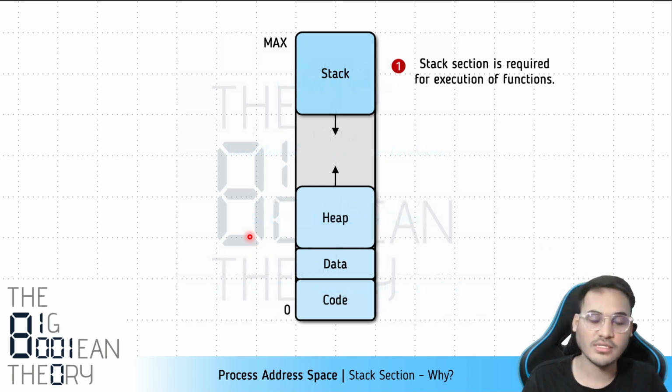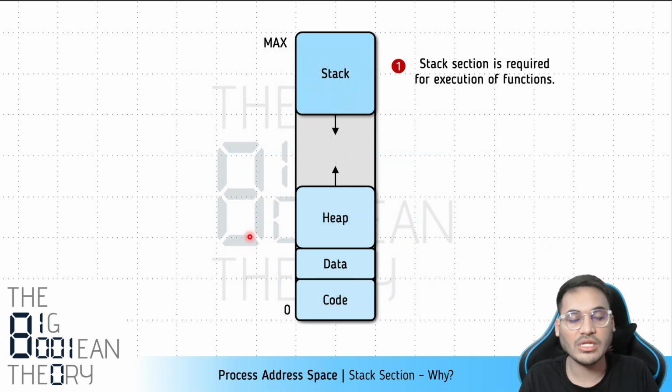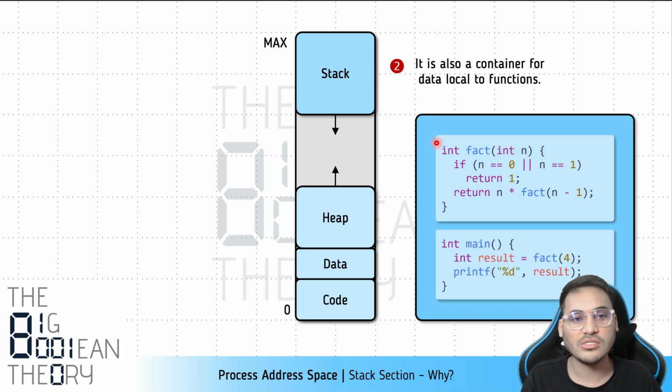So we have just discussed why we need a stack section. We need the stack section for the execution of the functions. So this is the process address space, and here we have the stack section. This region in the memory is dedicated to executing the functions that are there in your program, right? So this was the first point. Let us see some more points about the stack section.